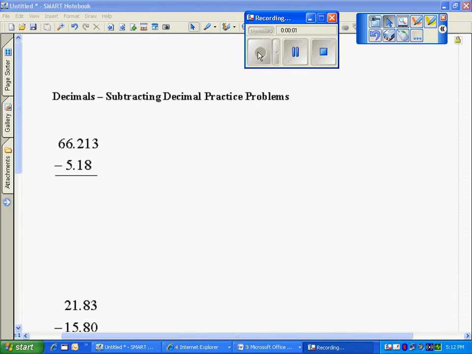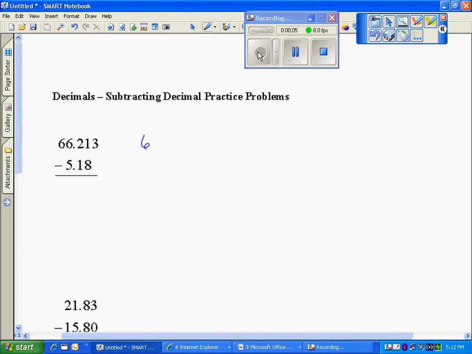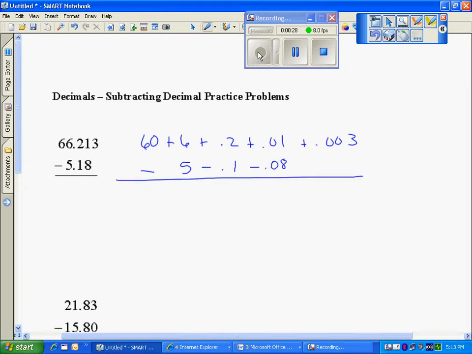Solution to the practice problems, both decomposition and partial differences. Decomposition: 60 plus 6 plus 2/10 plus 1/100th plus 3/1000ths. I'm subtracting 5, so notice I lined it up in the ones column. I'm subtracting 1/10, so it's in the tenths column, and I'm subtracting 8/100ths. There's nothing taken away from the 60.